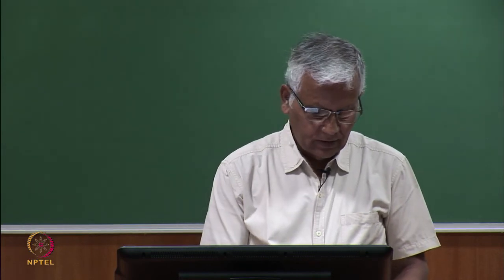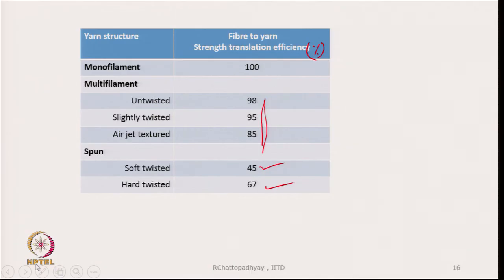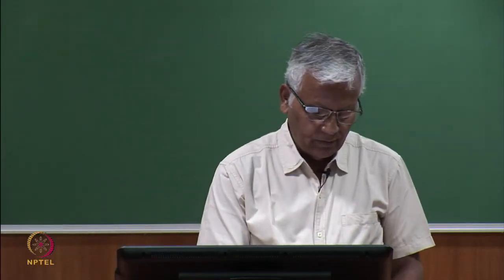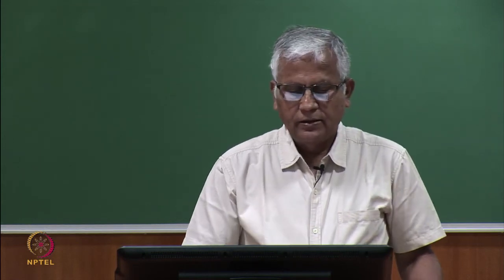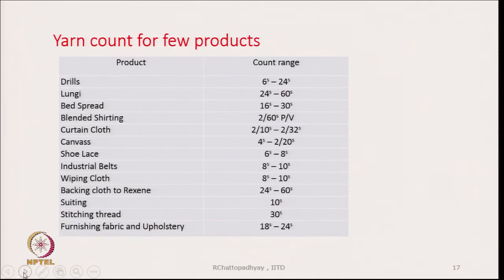And this information can help us to decide that for a given yarn strength, what should be the fiber strength. The yarn counts which are generally used for different types of products are different. So, some products and the corresponding count range which are used to produce them are stated in this particular table. For drills, this is the typical count. So, count range, the unit is here. Lungi, bedspread, blended shirting, cotton cloth, shoelace, different types of products.